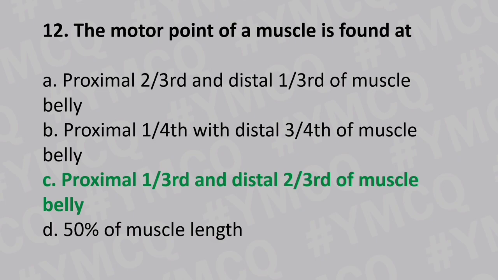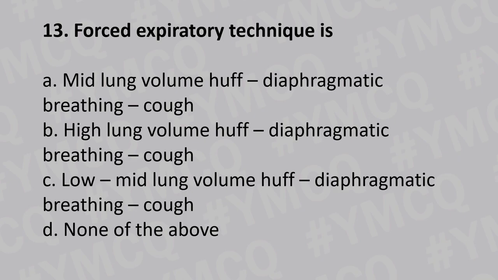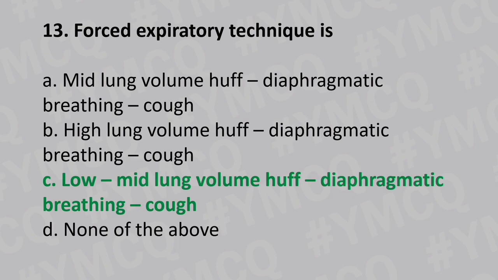Forced expiratory technique is option A, mid-lung volume huff, diaphragmatic breathing and cough. Option B, high-lung volume huff, diaphragmatic breathing, cough. Option C, low mid-lung volume huff, diaphragmatic breathing, cough. Option D, none of the above. And the answer is option C, low mid-lung volume huff, diaphragmatic breathing and cough. Moving to our 14th question.